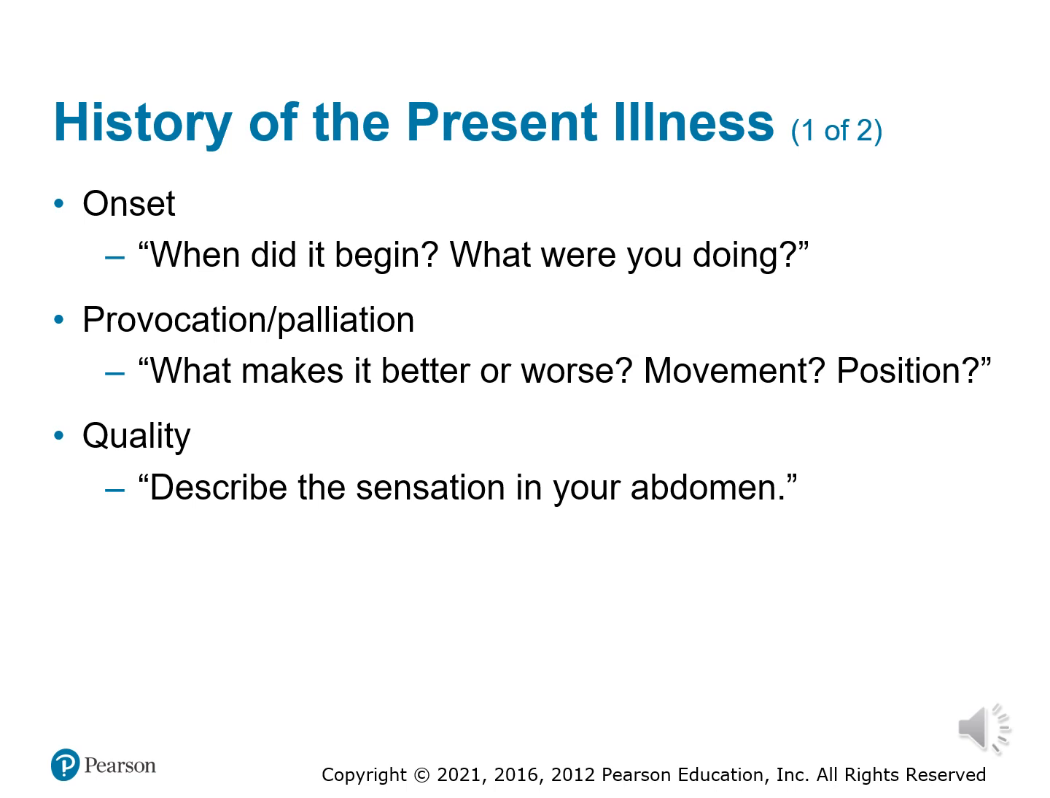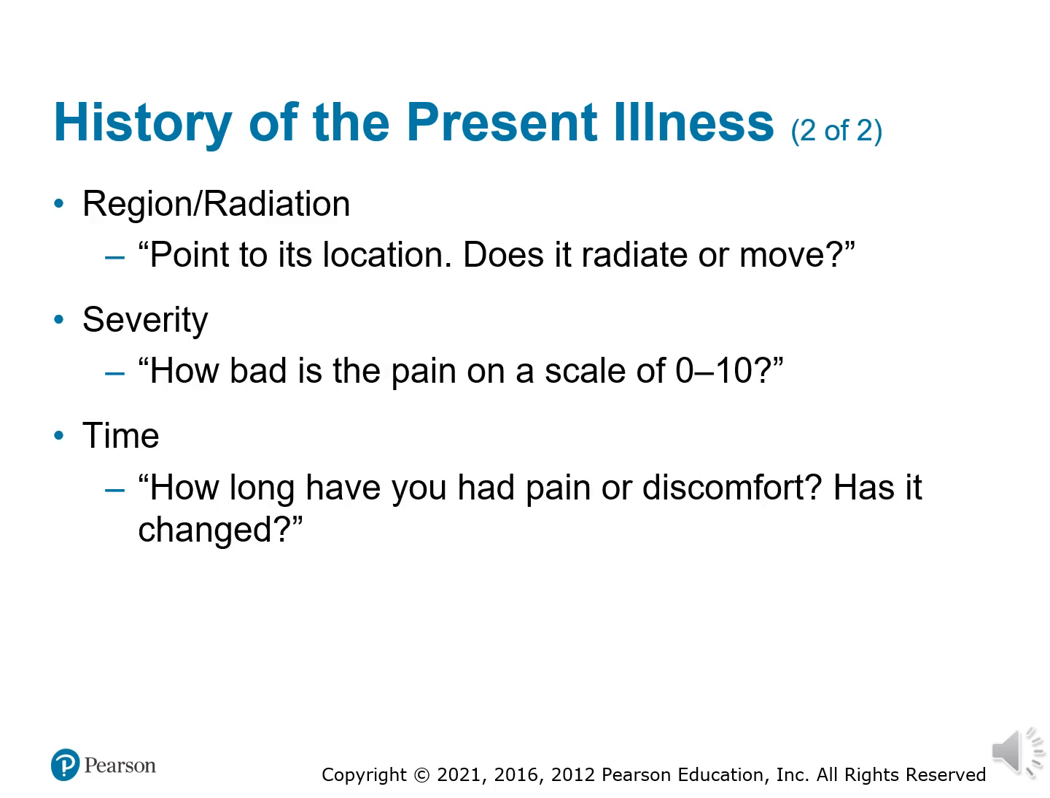And then quality, which is describing the sensation in your actual abdomen. Then you're going to go on to the region or radiation. When they point to its location, does it radiate or does it move? The next one is severity. How bad is the pain? On the pain scale of 0 to 10, 10 being the worst you've ever felt, where do you put your pain at? And then time: how long have you had the pain or discomfort and has it changed?